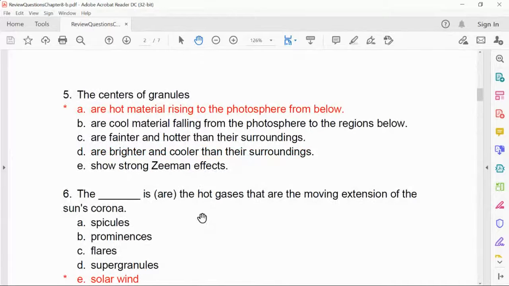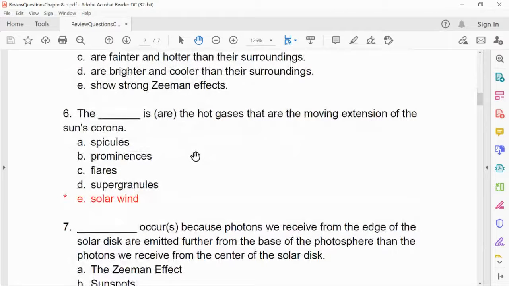Five, the centers of the granules are hot material rising to the photosphere from below. And remember, we said the center is hot, and then the edges are cooler. And that's how you get these granules, or we call it granulation, and this is in the convective zone. The solar wind is the hot gas that is a moving extension of the sun's corona. And remember, we told you the sun's corona extends to many radii of the sun. So it's very far from the sun. And when things break loose, they come to the whole solar system as solar wind.